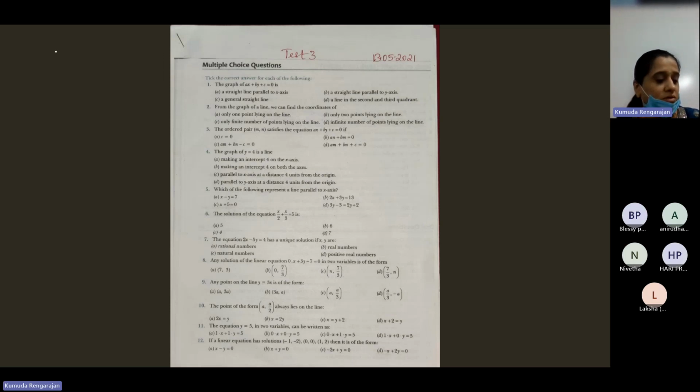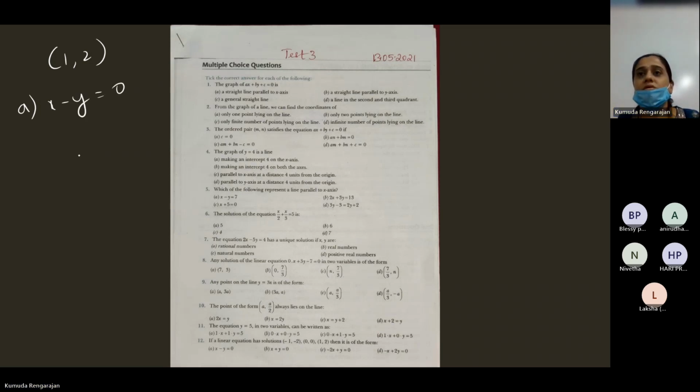Okay, tell me now. Take the point (1, 2) and the first option, x minus y is equal to 0. What should we do? x is equal to 1 and y is equal to 2. What is the answer you're getting? Minus 1. Is it 0? No. So straight away this one is not working. This is not the option.